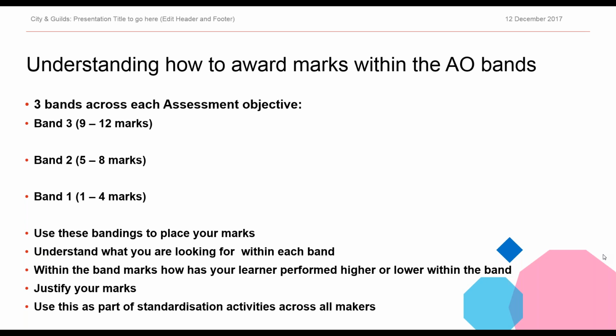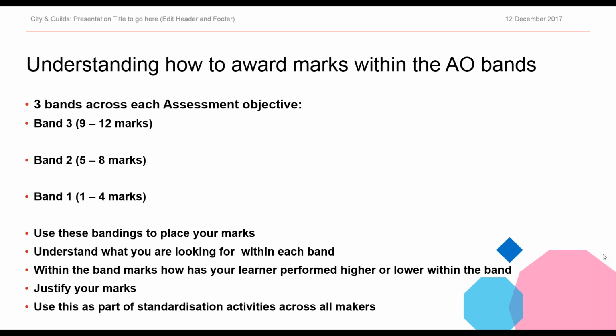You need to think about your band marks and how each learner has performed, if, say, higher or lower within the band. Use some of the band descriptors that we've given you to think about where those learners sit, but you then have to be able to justify your marks, why you've decided that that learner has got 10 marks within band 3. You have to be able to give us that justification.